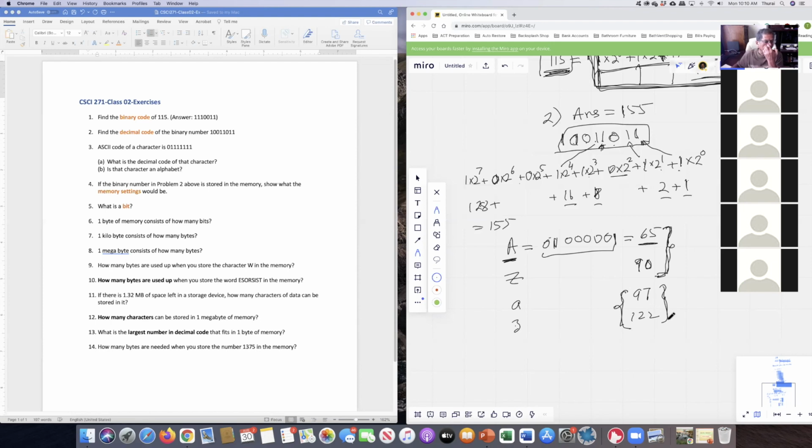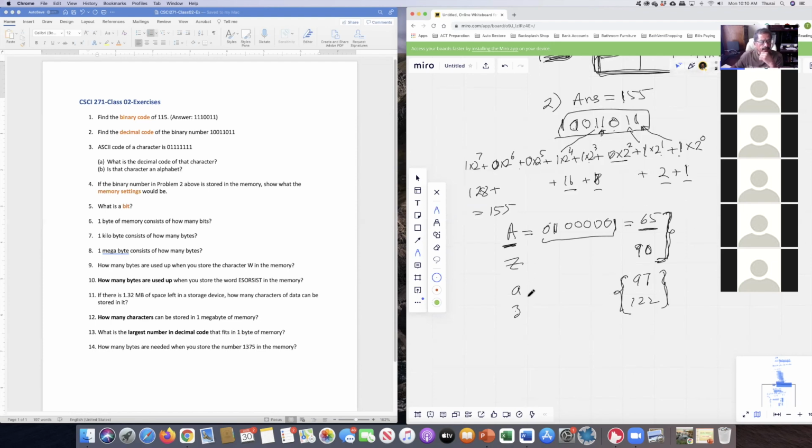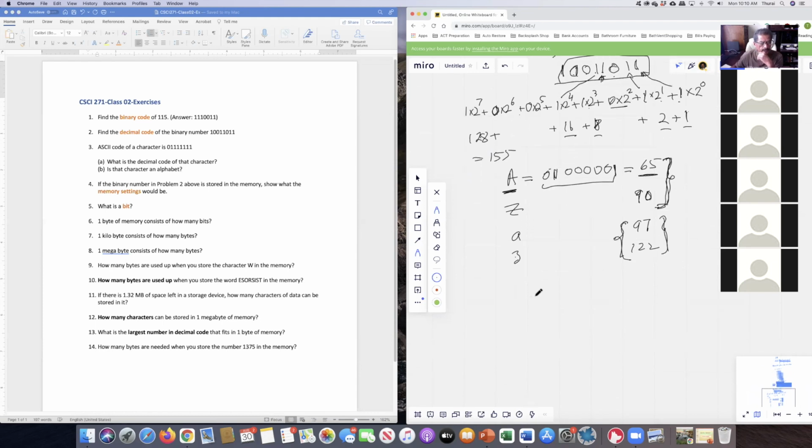So in order to give you the understanding of that, I have this question. The ASCII code of a certain character is this, 0, 1, 1, 1 all the way. There are 8 bits there. What is the decimal code of that character? Which will be the decimal equivalent of this binary code. So I'll go ahead and find the answer and then answer the second question. First, you have to find the decimal equivalent of that ASCII code.